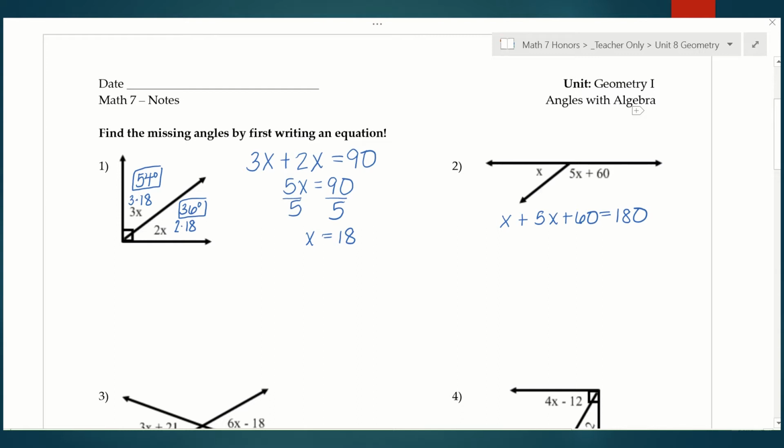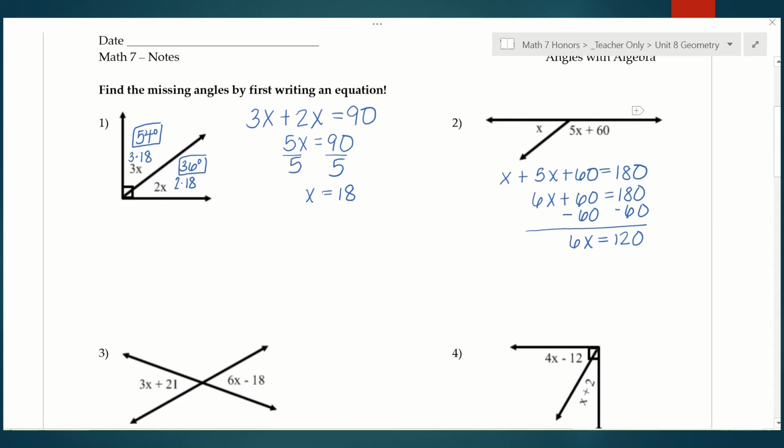To solve this equation, we're also going to start by combining like terms. So x plus 5x is 6x. From here, I'd have to subtract 60 from both sides. That gives me 6x is equal to 120, which I'll then divide by 6 to get x equals 20.